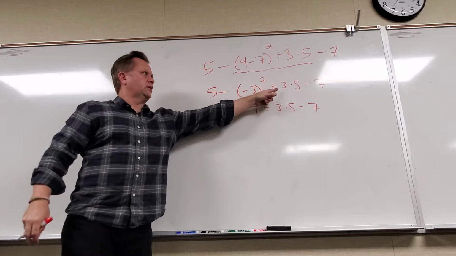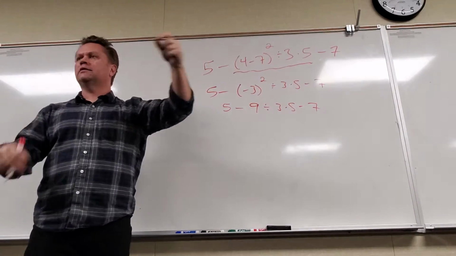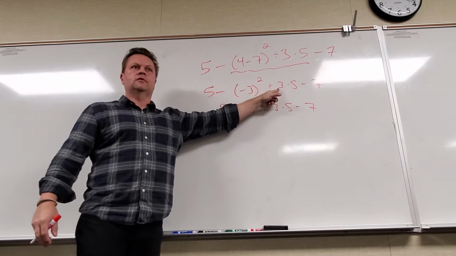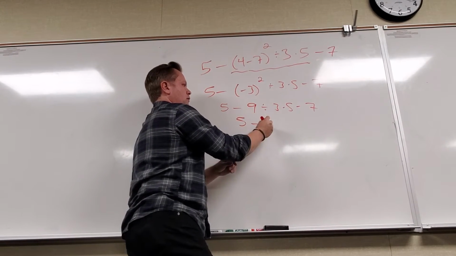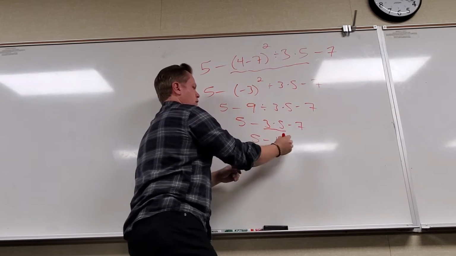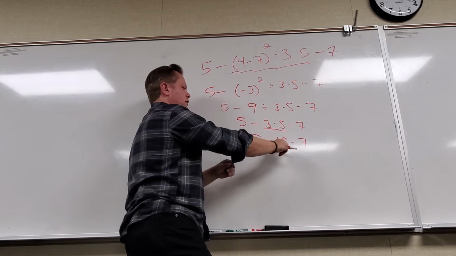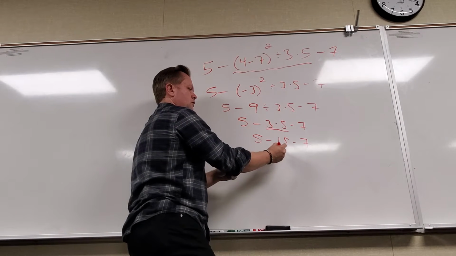I'm pretty sure we talked about that you can rewrite this with the 3 on the bottom. And that's why I can't go with the 5, because it's on the bottom. So you do this as it comes. What's 9 divided by 3? 3. What's 3 times 5? 15. And now you can finally do this. 5 minus 15 is -10.